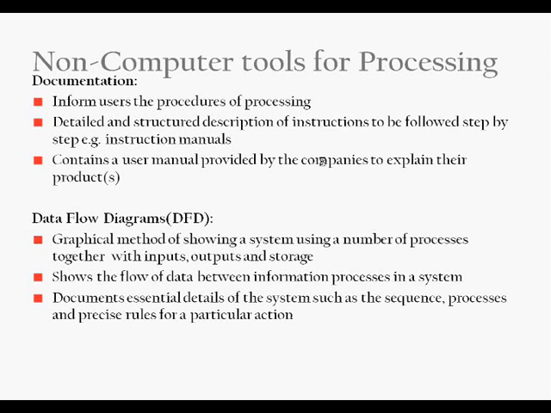Data flow diagrams, also known as DFDs, are a graphical method of showing a system using a number of processes together with inputs, outputs, and storage. They show the flow of data between information processes in a system and document essential details of the system such as the sequence, processes, and precise rules for a particular action.